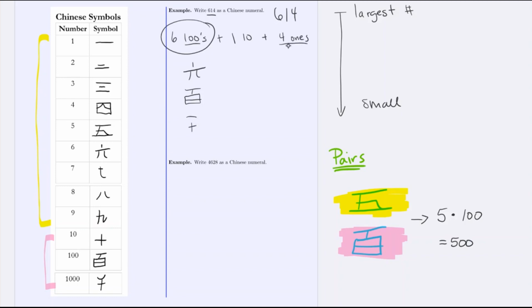And then finally, for just the ones place, you would just write the 1 symbol with no pair attached to it. So the ones is the only one that's not written in a 2-part pair. The symbol for 4 is just this, so we'd write that. And that is 614. And the way you would read it is starting from the top, pairing it off. We would express this as 6 times 100 plus 1 times 10 plus 4, 614.